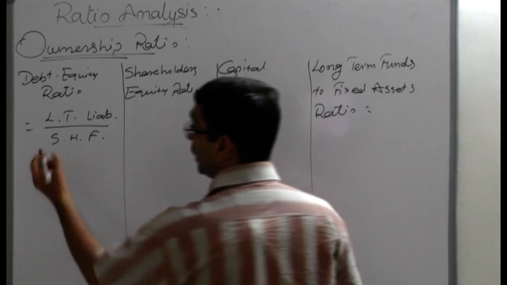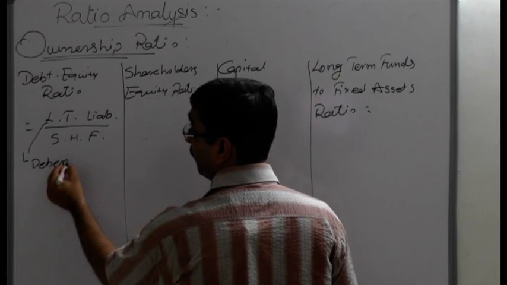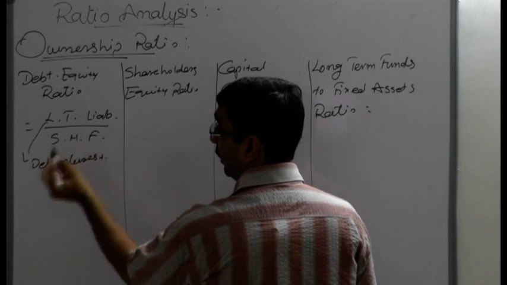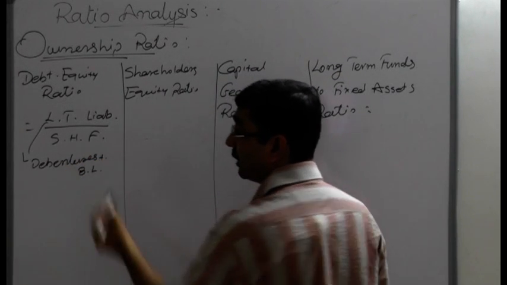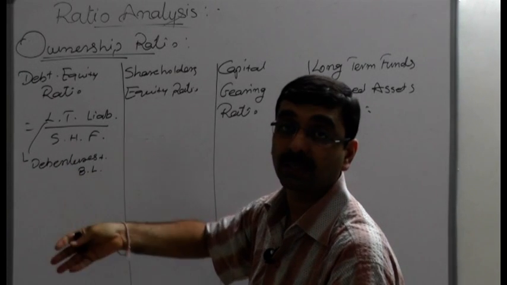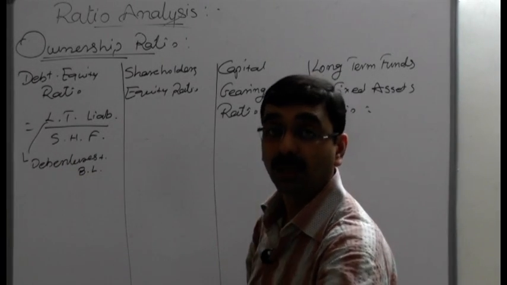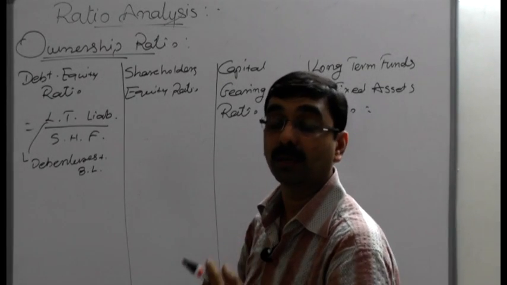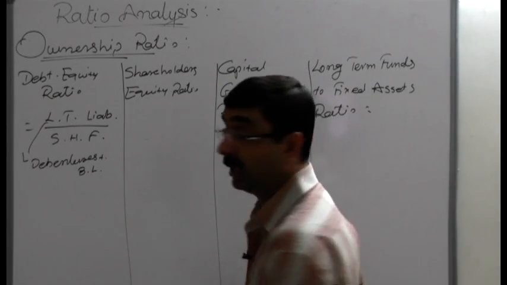The long-term liabilities could be debentures, bank loans, or financial institution loans. Any amount of debentures, bank loan or financial institution loan which is repayable after a number of years, maybe more than 1 year, is considered a long-term liability.